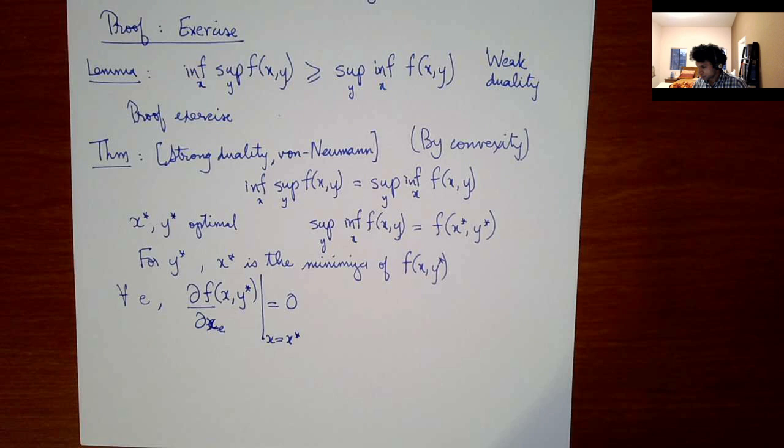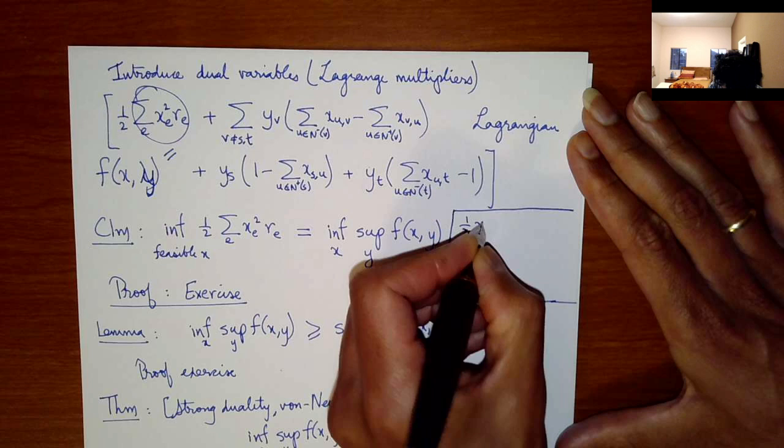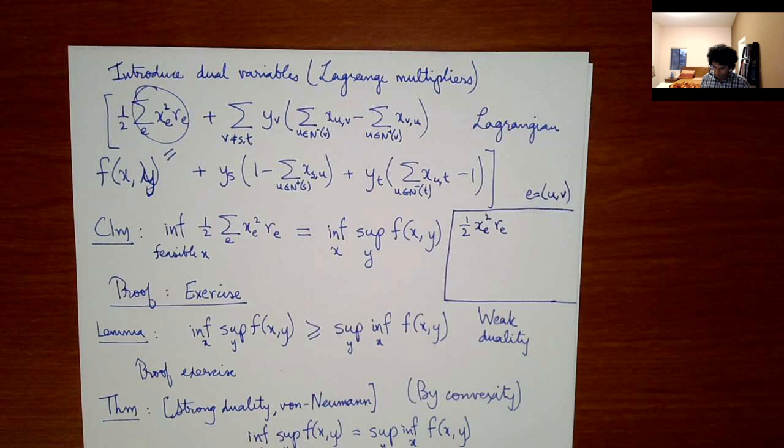Okay. So now let me work this out. Turns out this isn't really that bad. Let's go back to here. Where does x_e appear? It appears once in the objective. So I'm just going to write that down over here. I get half x_e squared r_e, and let's say that e is equal to (u, v). So it appears in this one term here, plus it's going to appear in two terms corresponding to y_u and y_v.